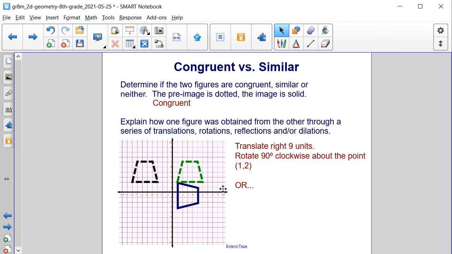So here we can see that the solution that we came up with of translating the trapezoid 9 units to the right first, and then rotating it 90 degrees clockwise about the point 1, 2, does indeed give us our image figure. This isn't the only correct answer, though. Try to take a moment and pause this video to see if you can find another way to move the pre-image to the image.